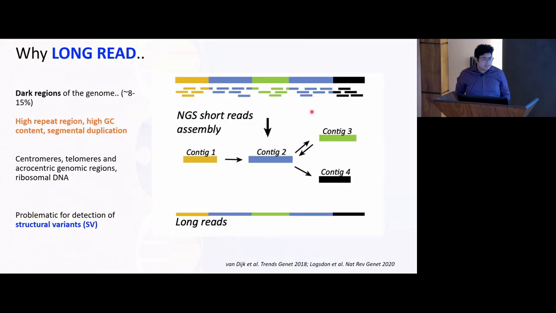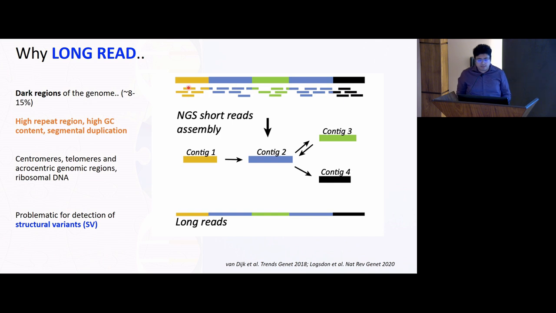Some of the problems of short read are not only about aligning, there are other problems too. There are some dark regions of the genome, almost 10% with short-read sequencing, which usually have high repeat regions or high GC content or segmental duplication. You could see one of the examples here.